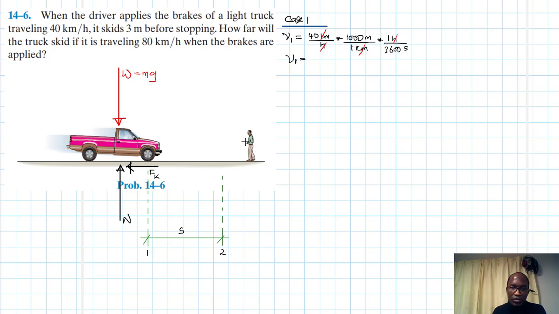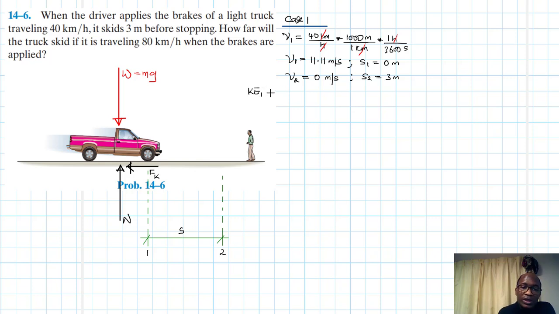Therefore our V1 is going to be equal to 40, and this gives us 11.11 meters per second. Our V2 is just going to be equal to 0 meters per second. Here S1 is going to be equal to 0, and then S2 is going to be equal to 3 meters.